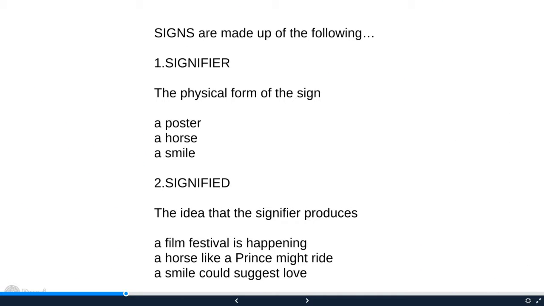There are two parts to any sign. There's the signifier, which is the physical form, so the image itself, the thing itself. And then there's the signified. And the signified is the idea it produces for the person receiving it. So it's, I don't know, an emotion it evokes in you, an event it's advertising, letting us know what it actually is, what it does.